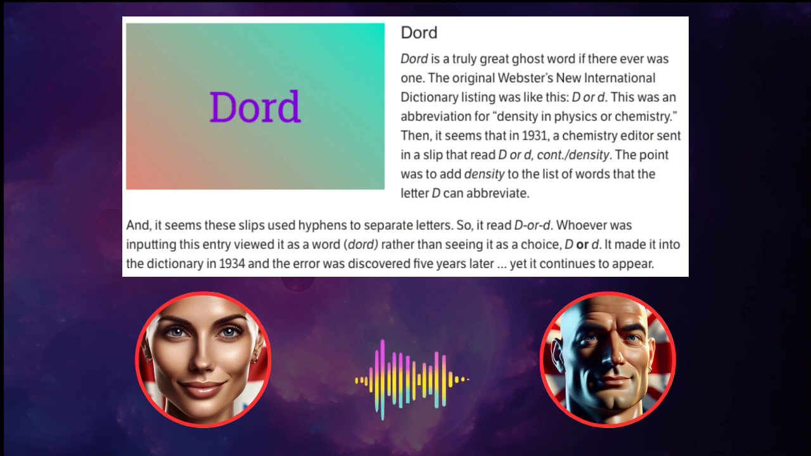But okay, this is a classic example of what we're talking about with ghost words, right? Words that become entries in the dictionary despite never actually existing. Precisely. Dord stands as a monument to the fact that even our most trusted sources are products of human fallibility. It really makes you wonder how many other words we use today might have started as these sorts of linguistic hiccups. And that's where our journey into the world of ghost words truly begins. Dord is a pretty compelling piece of evidence that dictionaries aren't infallible. What other linguistic specters have researchers dug up?